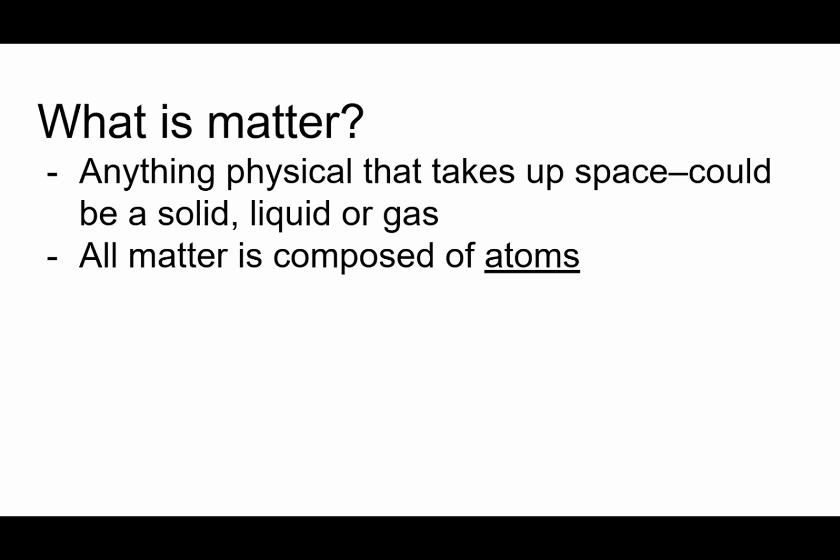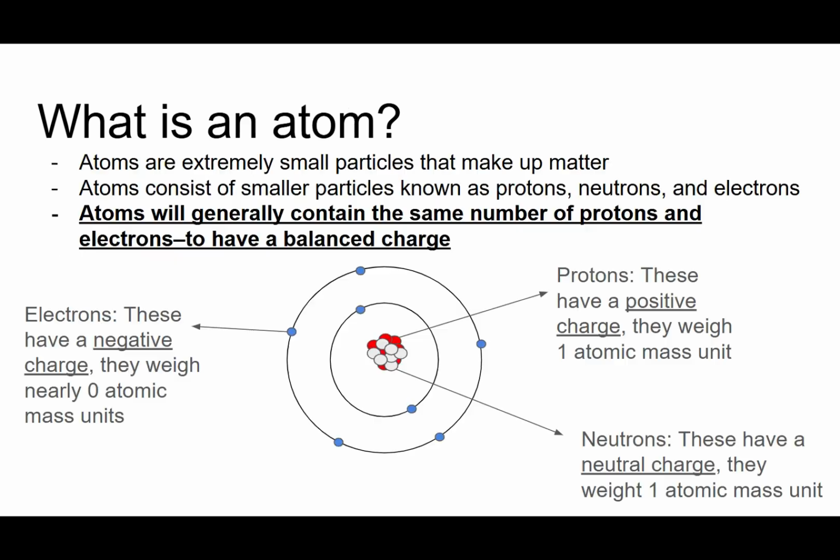All matter is made up of atoms. And atoms are extremely small particles that consist of protons, neutrons, and electrons. The red circles that I have here are protons. These have a positive charge and they weigh 1 atomic mass unit. The gray circles I have here are neutrons. They have a neutral charge and they weigh 1 atomic mass unit. The blue circles, electrons, have a negative charge. They weigh nearly 0 atomic mass units.